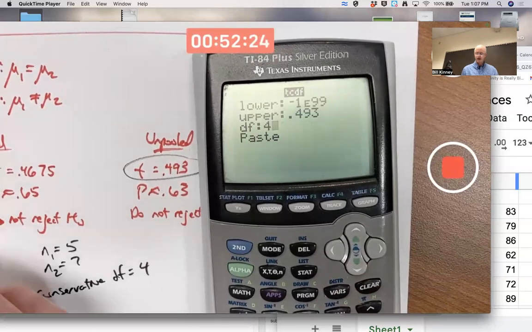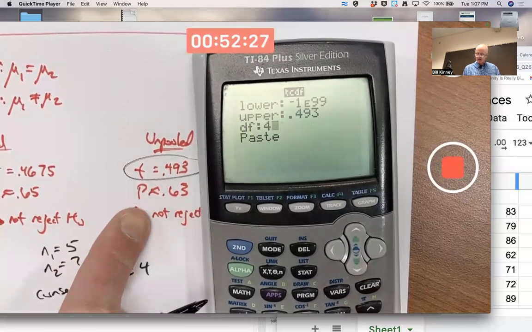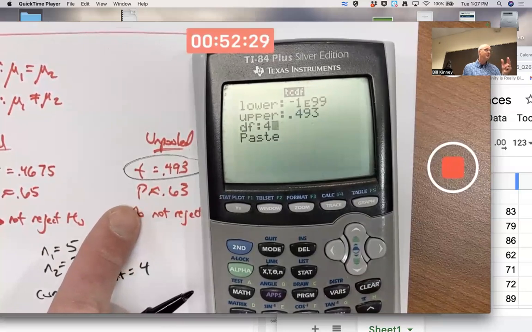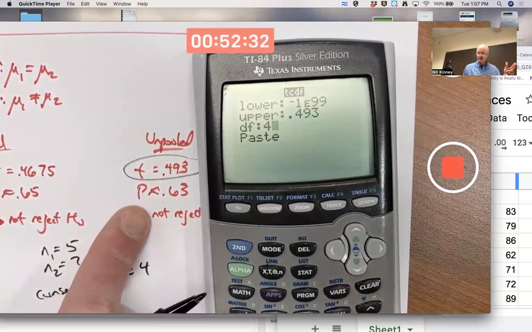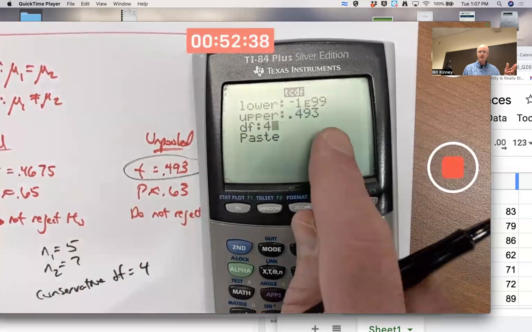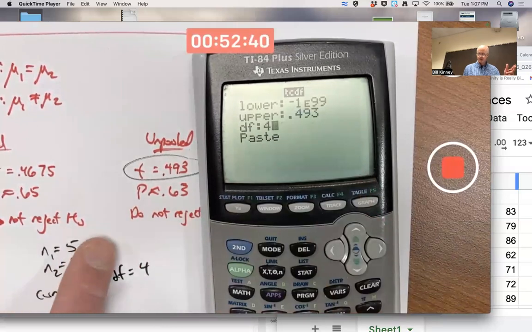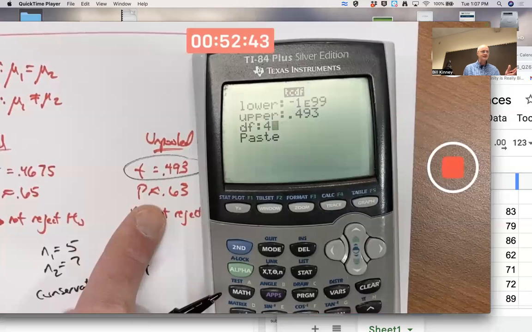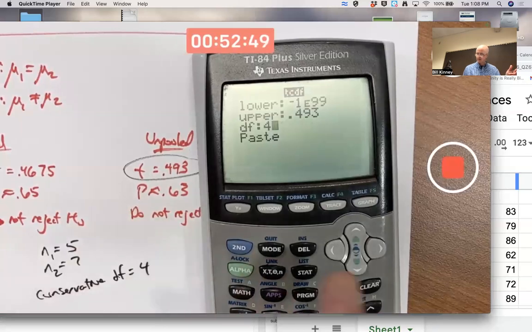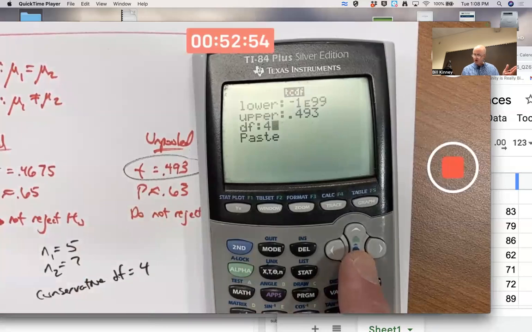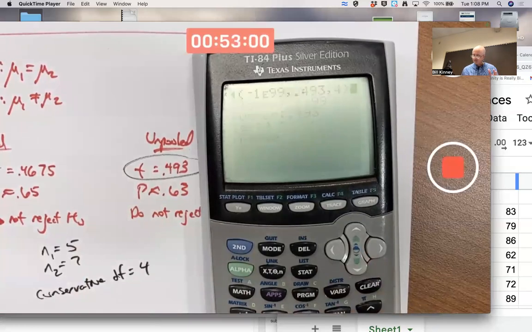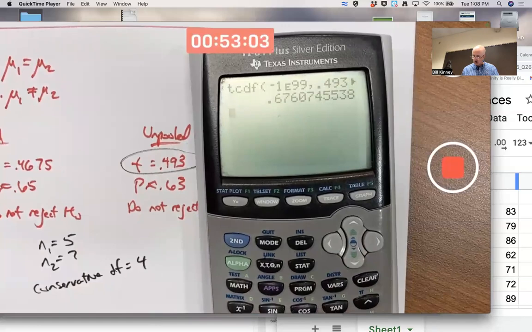Let's guess what to expect here. I say when you use the conservative approach, you get a bigger p-value. So I'm expecting something bigger than 0.3 when we use this approach. Meaning the area to the left of 0.493 should be smaller than 1 minus 0.63. 1 minus 0.63 is 0.37. You should get something smaller than 0.37 here. Wait a minute. Oh, I'm forgetting about the fact that this is a two-tailed test. Sorry. What do we get? We get something bigger.